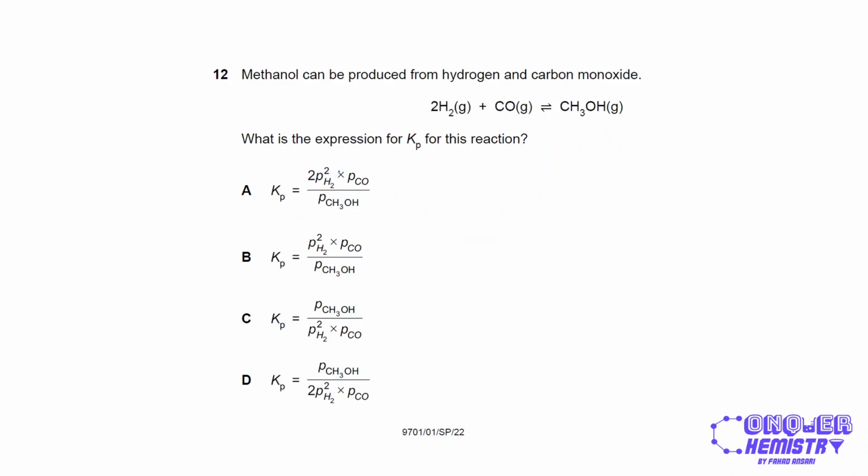So over here, we need to find the Kp expression for this equilibrium. So that's very simple. We place the partial pressure of the product in the numerator, and we divide this by the partial pressure of one of the reactants, which is hydrogen. This will be squared because we have 2 moles of hydrogen in the equation, and then this is multiplied by the partial pressure of carbon monoxide. Now the partial pressure of CO and CH3OH are not raised to any powers because you only have 1 mole of each of them in the equation. So the option that matches this particular Kp expression is option C.